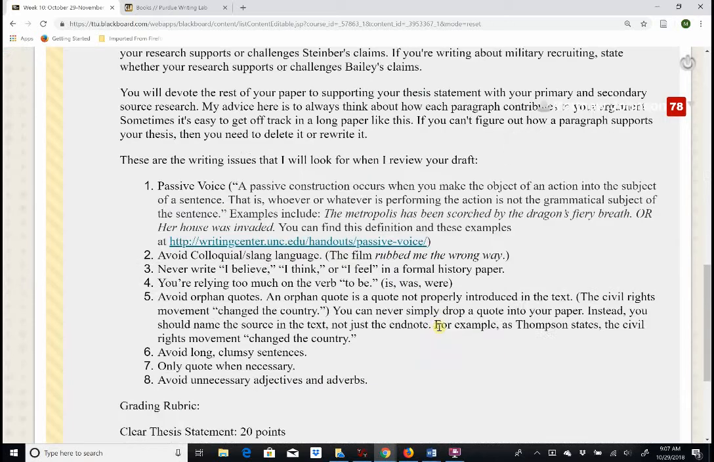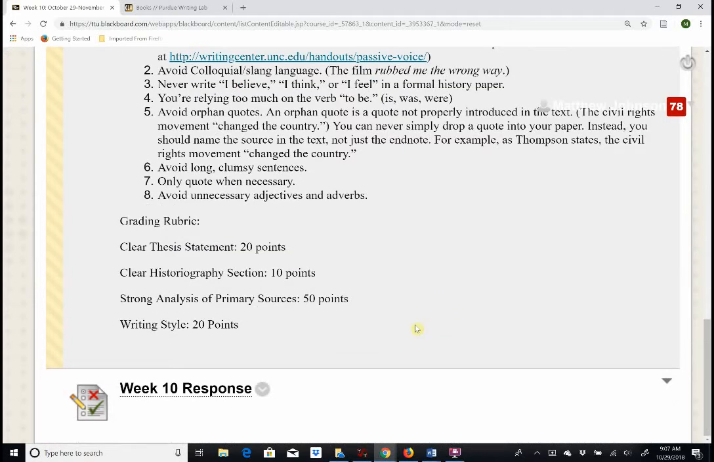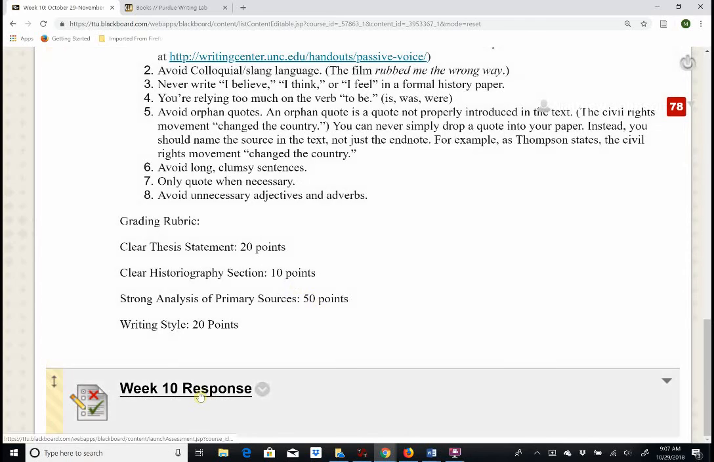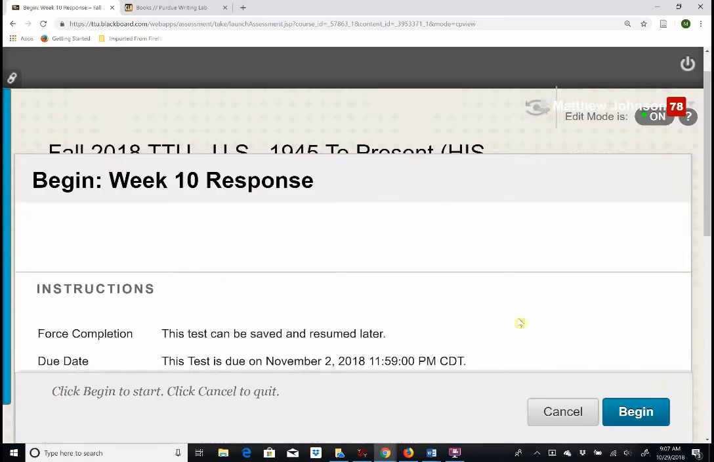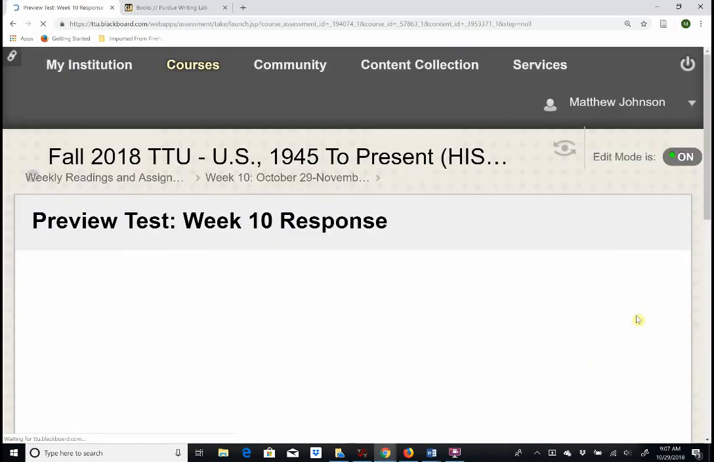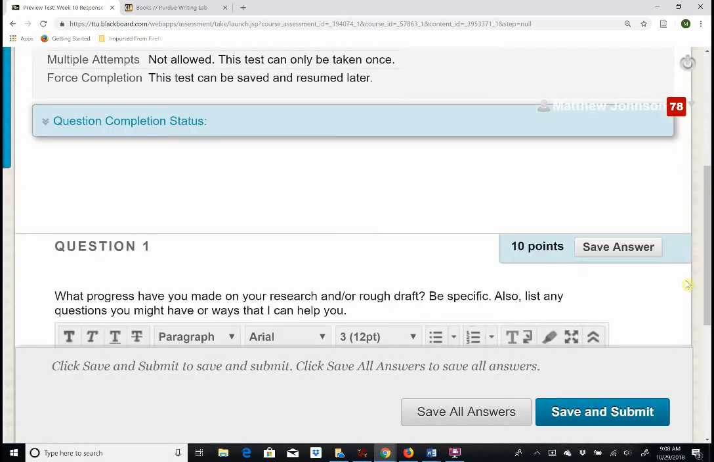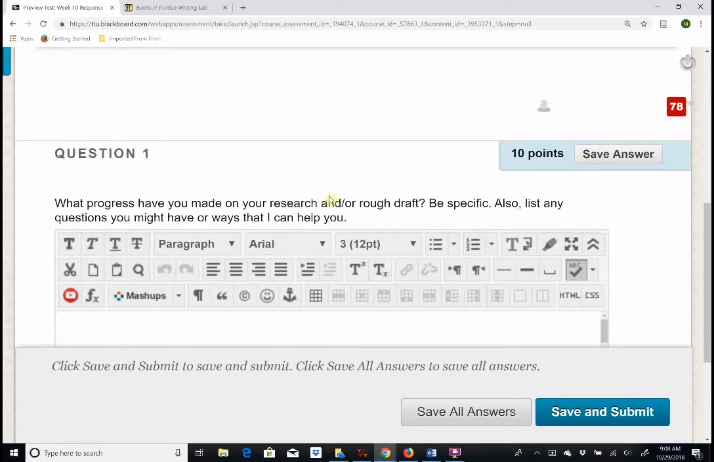All right. Now, for the next couple of weeks, what I'm going to have in the folders is just a response. I'm going to click on this, and it's not a separate assignment. Okay, all it's asking you is, what progress have you made on your research and a rough draft, and to be really specific for me.